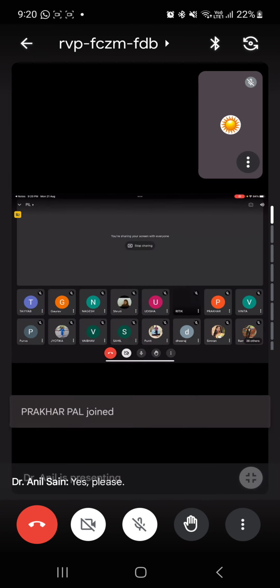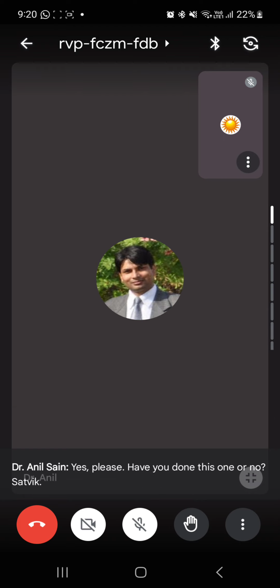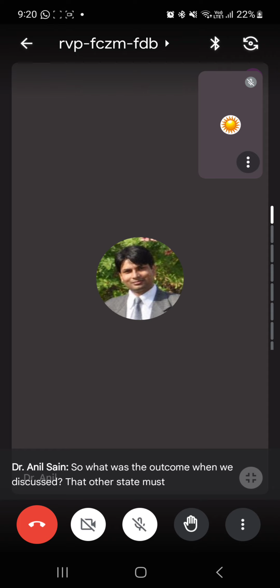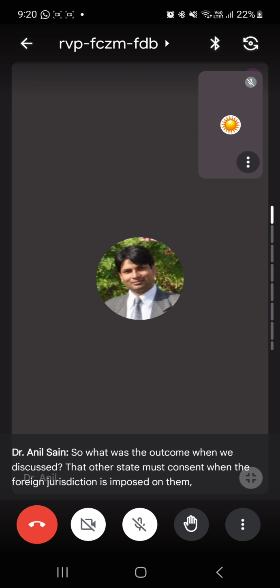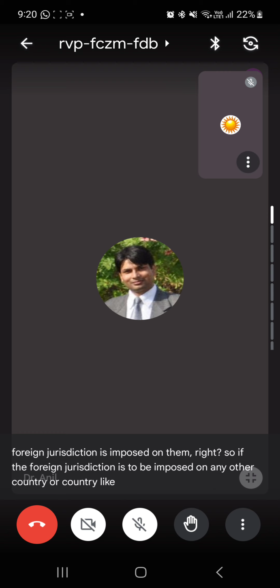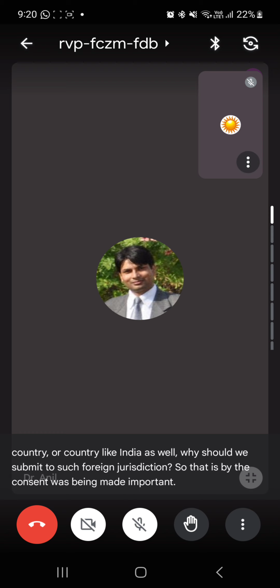Have we done this one or no? Satvik? Yes, sir. So, what was the outcome when we discussed? That the other state must consent when the foreign jurisdiction is imposed on them, right? Yes, sir. So, if the foreign jurisdiction is to be imposed on any other country or a country like India as well, why should we submit to such foreign jurisdiction? So, that is why consent was made important in this case, right?